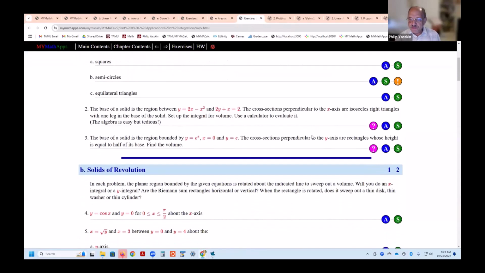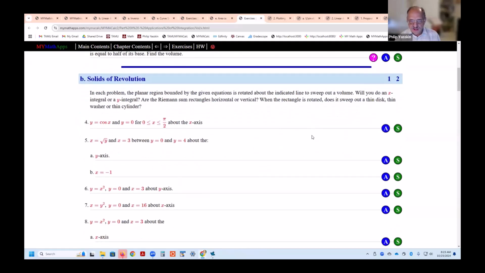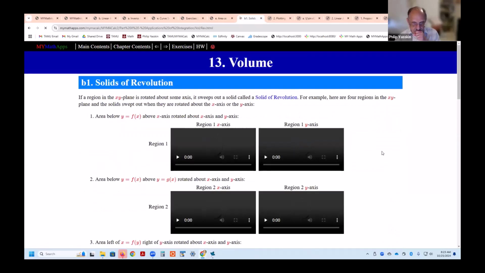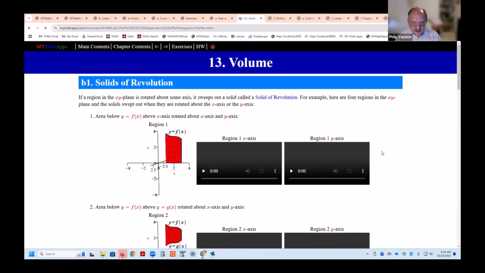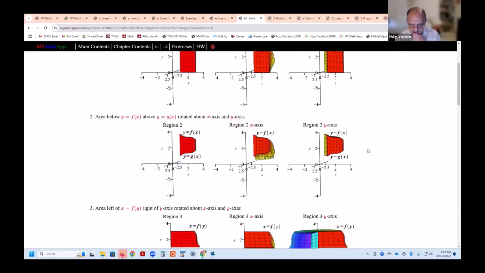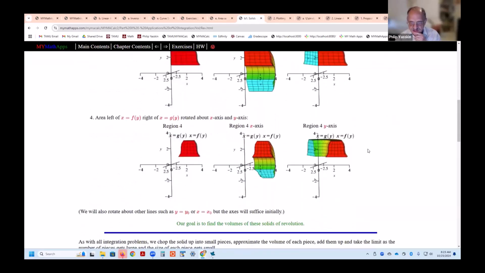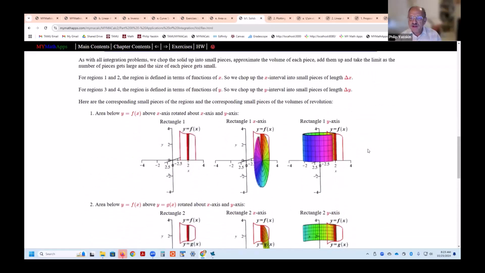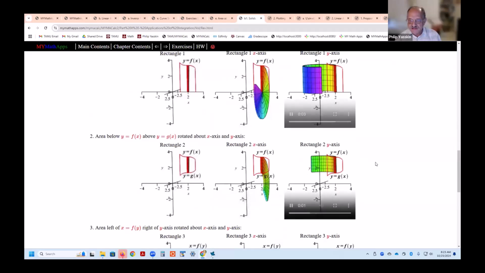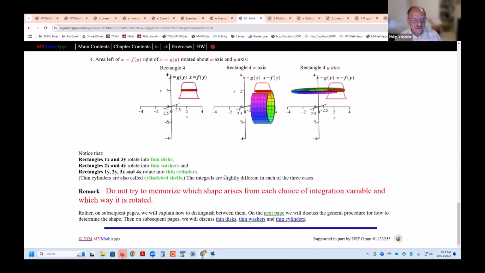Volumes of revolution. Let's see. Solids of revolution. Sometimes the graphics take a little time to come up, especially on a page with lots of pictures like these. And then when you do a Riemann sum slice, you can see that the slice can become a disc, a washer, or a cylinder.